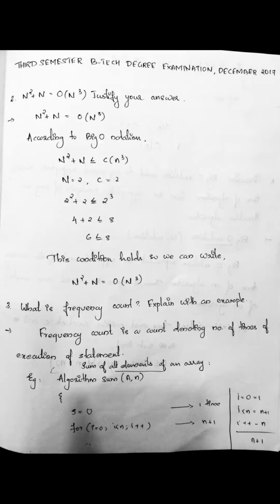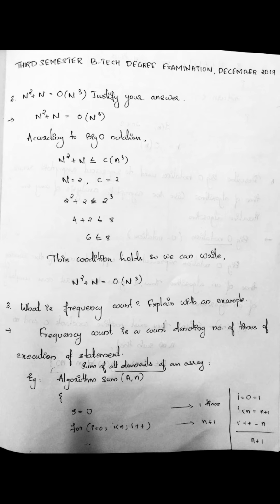First question, n square plus n equal to big O of n cube. Justify your answer. According to big O notation, n square plus n is less than or equal to c of n cube. We give n equal to 2 and c equal to 2. 2 square plus 2 less than or equal to 2 cube, that is 6 less than or equal to 8. So this condition holds. So we can write n square plus n is equal to big O of n cube.